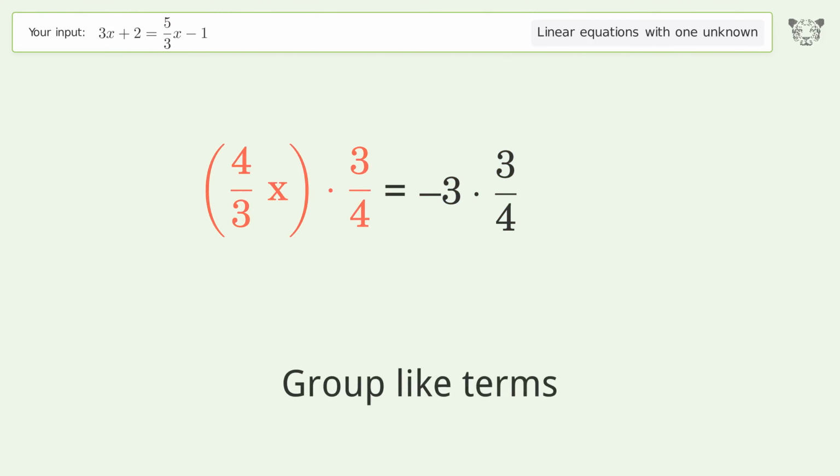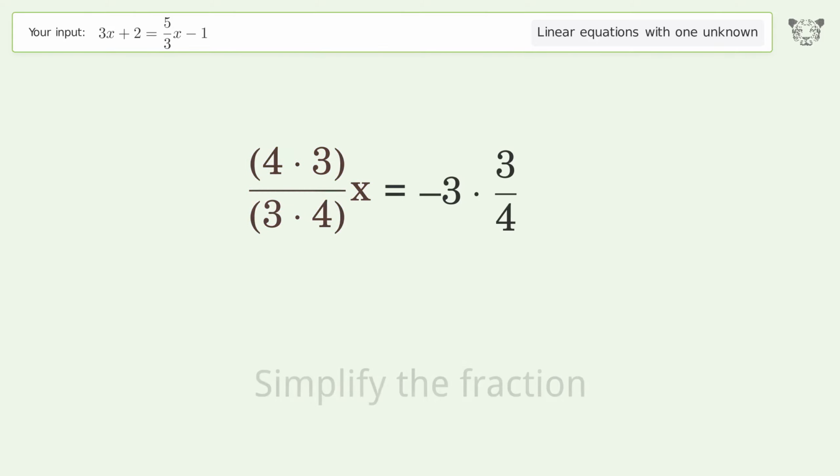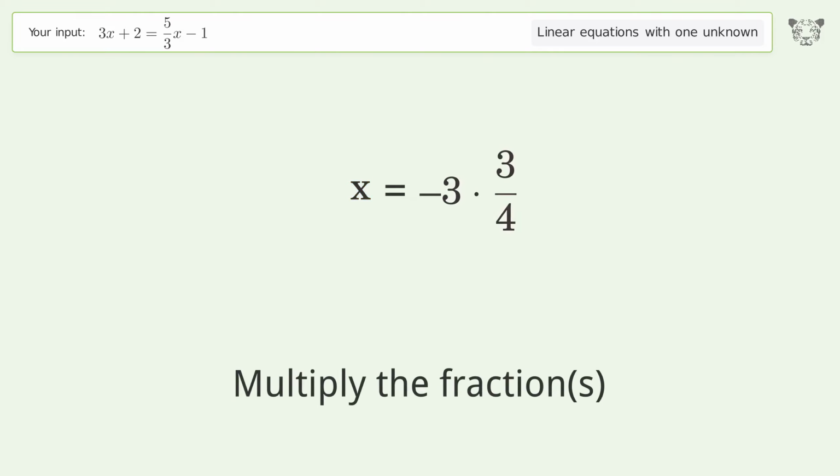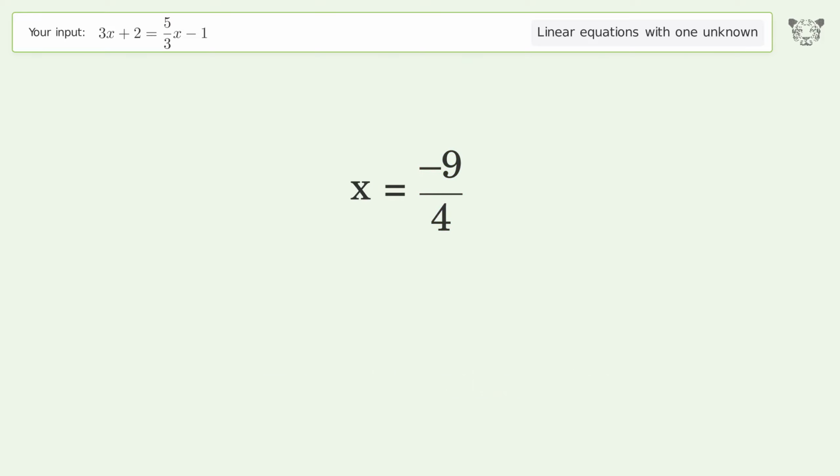Group like terms. Multiply the coefficients. Simplify the fraction. Multiply the fractions. Simplify the arithmetic. And so the final result is x equals -9/4.